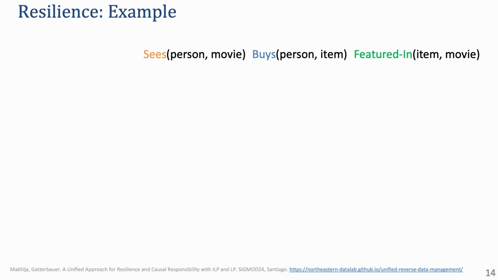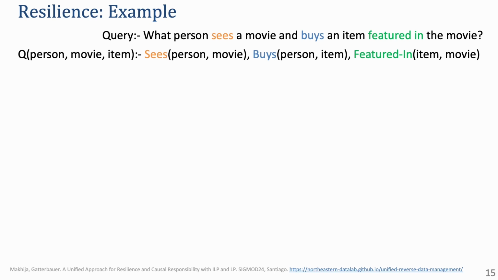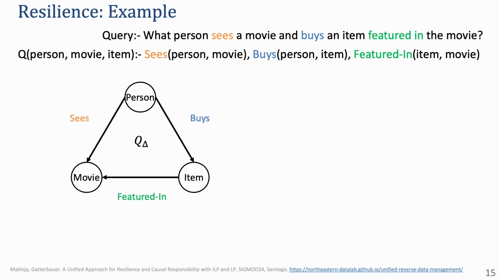So you want to see if there's a correlation between people looking at items in the movie and actually buying them then. And here we can phrase a query as a data query, but also in natural language, we're just finding people that see a movie and buy an item that was featured in the movie. This query actually looks like a triangle because of the joins. You have three tables all joining with each other.